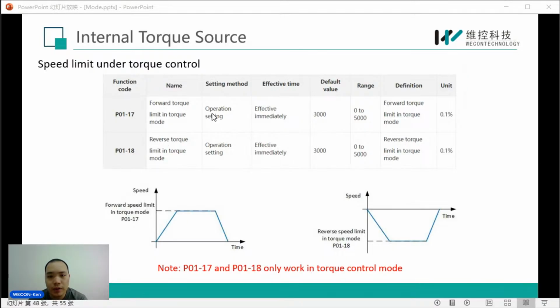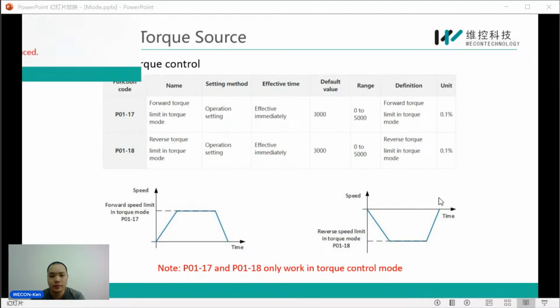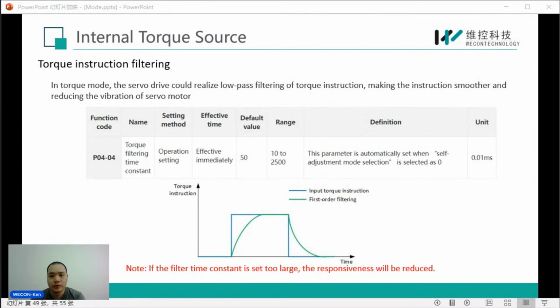Also there are two parameters to set forward and reverse speed limit. Okay, these parameters can make torque stable, but do not set it too big. This will reduce the motor response.